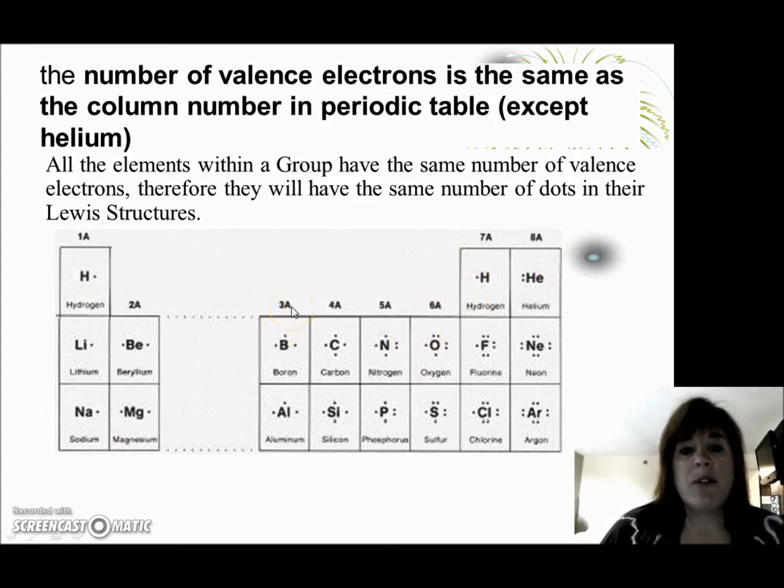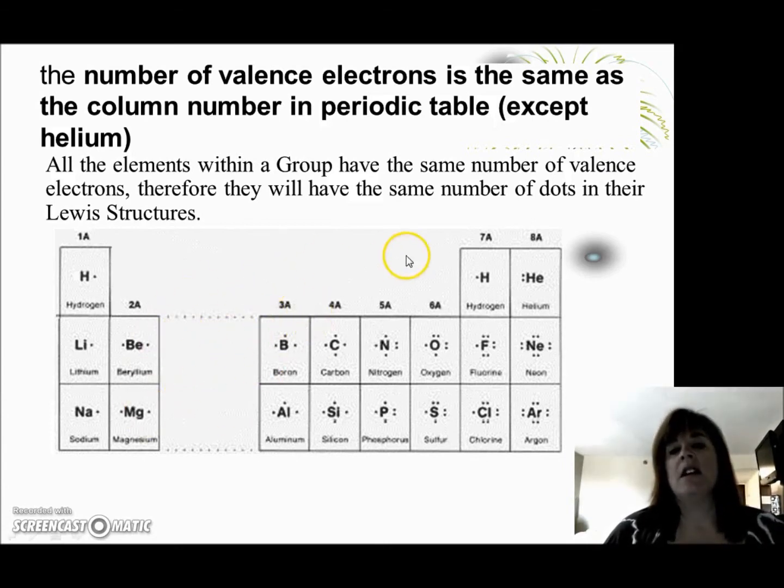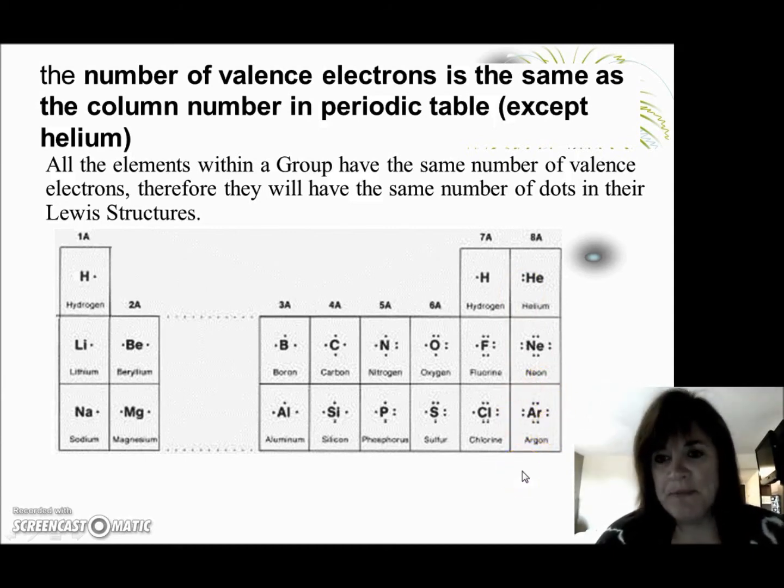So in column 3A, not the transition elements, notice those are kind of cut out of this map here, we have 3 dots for boron, which means aluminum would have 3 dots. Carbon has 4, nitrogen has 5, everything in this column has 6. In column 7, ignore the fact that hydrogen is sitting up here, but column 7 with fluorine and chlorine, they would have 7. And in our very last column, column 8, with the exception of helium, they all have 8 dots. So they have 2 dots on each side, and they're totally full.